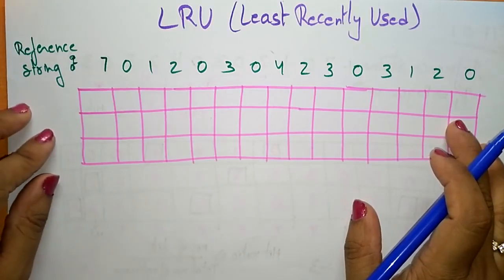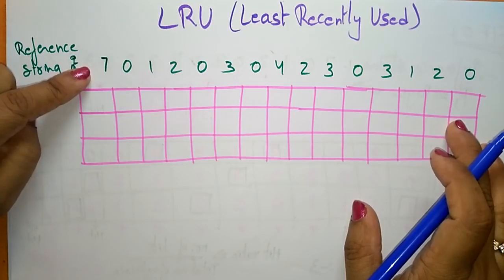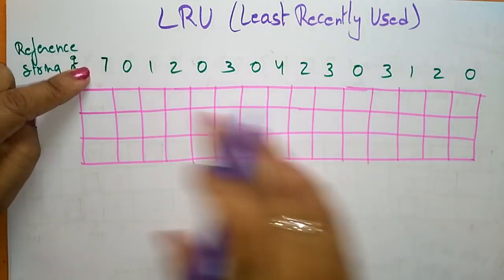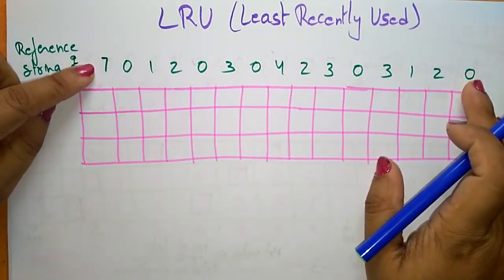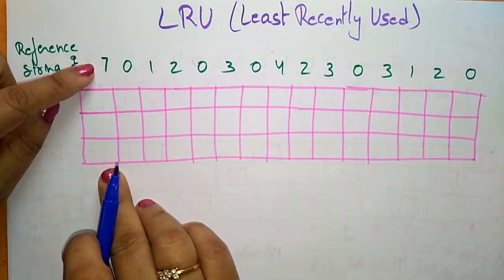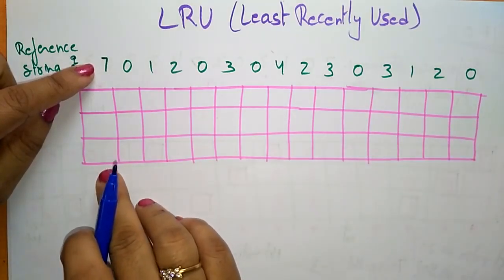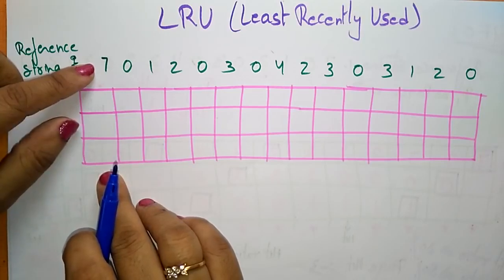Now the CPU, that is the user, is demanding the reference string. The user is demanding page 7. But 7 is not present in the main memory, that is in the RAM. If the page that is requested is not present in the main memory, then you call it a page fault.